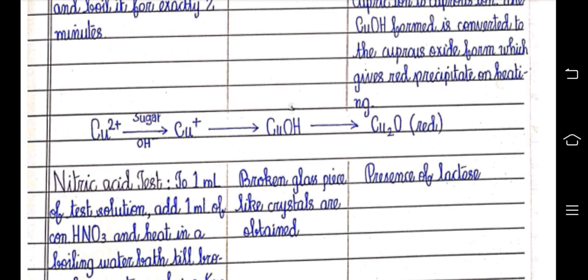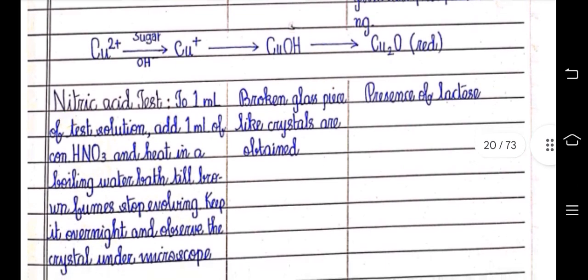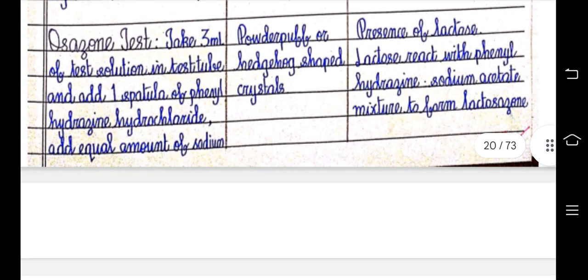Nitric acid test. To 1 ml of test solution, add 1 ml of concentrated HNO3 and heat it in a boiling water bath till the brown fumes stop evolving. Keep it overnight and observe the crystals under the microscope. Broken glass piece-like crystals are obtained, indicating presence of lactose.